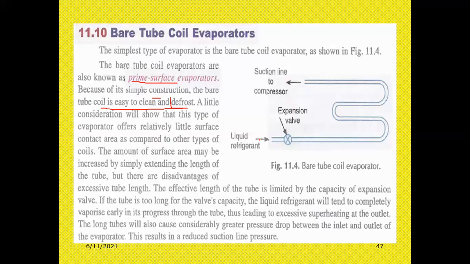See here you are having a liquid refrigerant where it is sent inside. We are having an expansion valve, right? Here the suction line is going to the compressor point. A little consideration will show that this type of evaporator offers relatively little surface contact area as compared to the other types of coil. The amount of surface area may be increased by simply extending the tube.